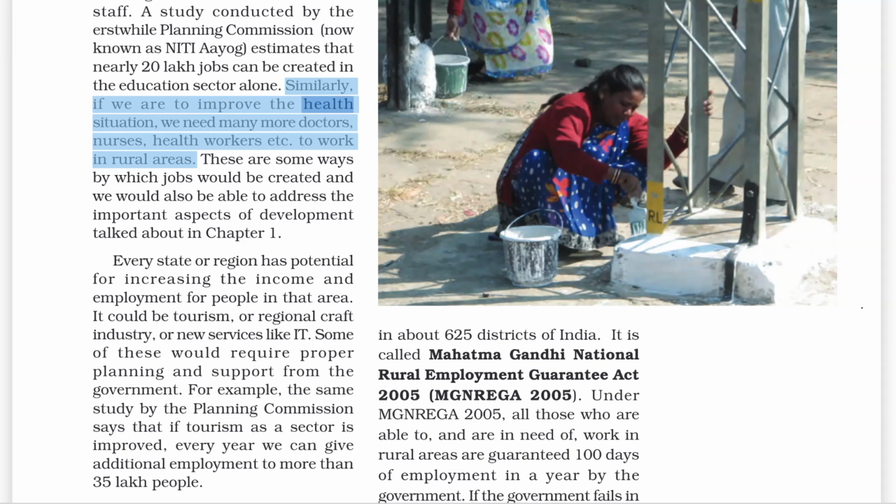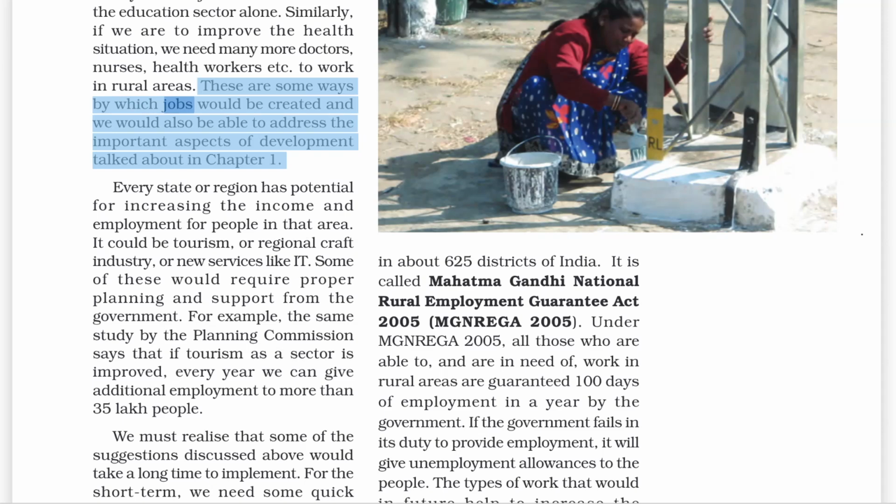Similarly, if we are to improve the health situation, we need many more doctors, nurses, health workers, etc. to work in rural areas. These are some ways by which jobs would be created, and we would also be able to address the important aspects of development talked about in Chapter 1.